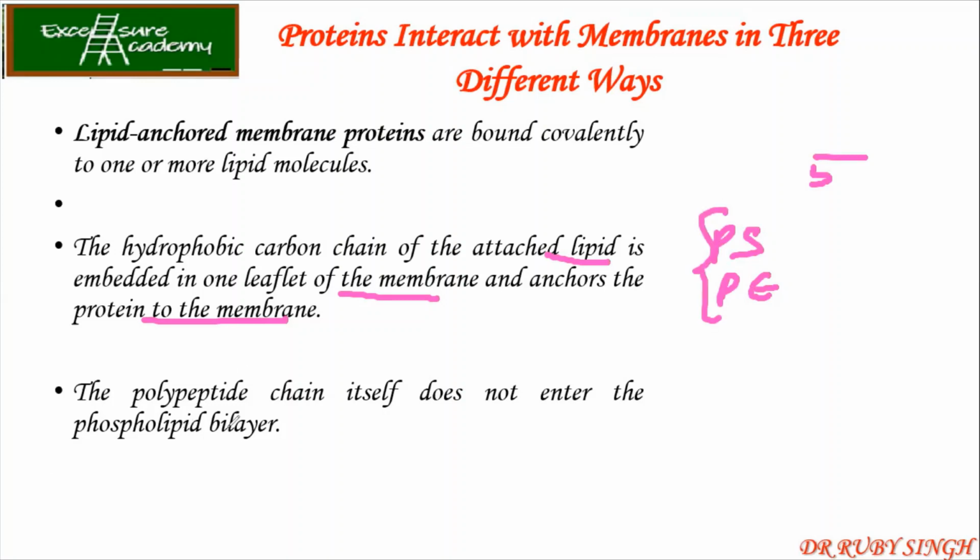The polypeptide chain itself does not enter the phospholipid layer. Why? Because over there, the protein is going to be water soluble. When I say water soluble, it means it is going to be your peripheral proteins facing the exoplasmic or the cytosolic side of the plasma membrane. Just stop me in between if you are not understanding any portion. These are very simple ones.